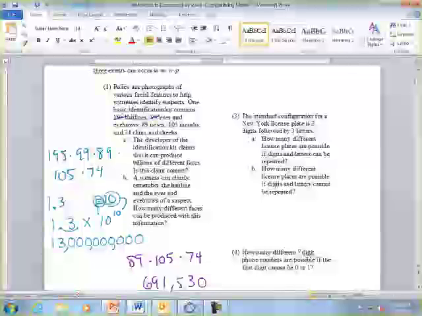691,530 different faces for that person to peruse and try to find the right one. Okay. So the fundamental counting principle says that we can multiply all of the choices we have to make, and that would give us the total number of possible ways that we could make those decisions. Questions on this problem?